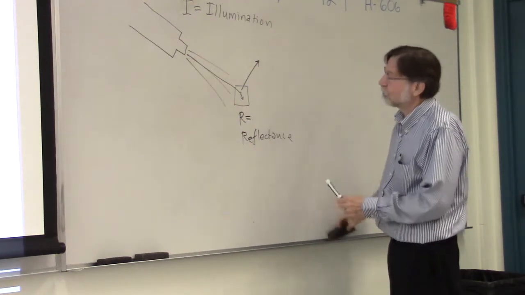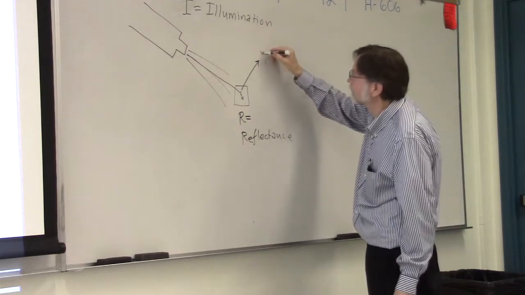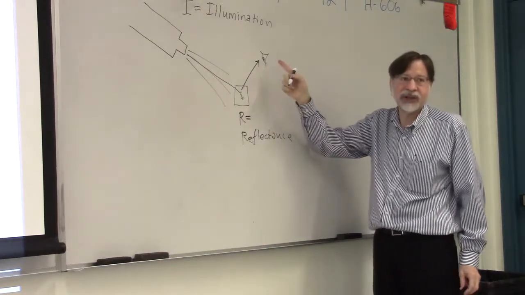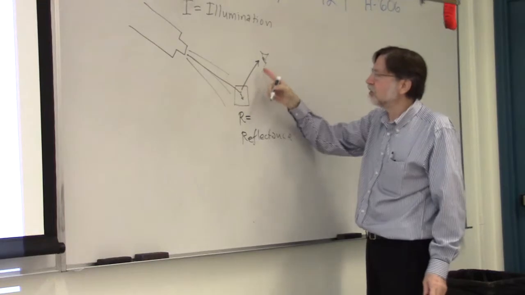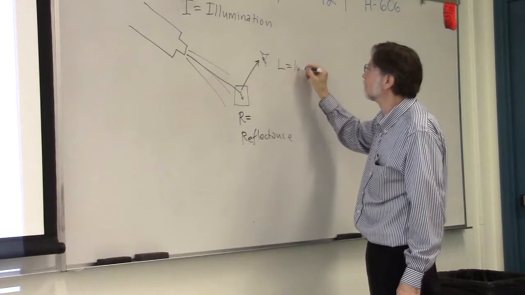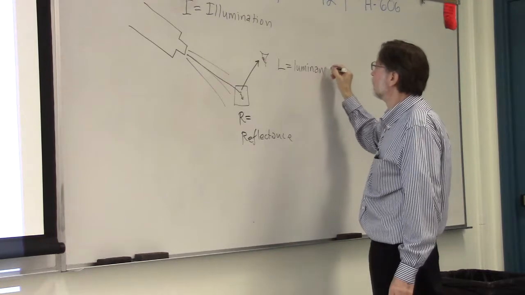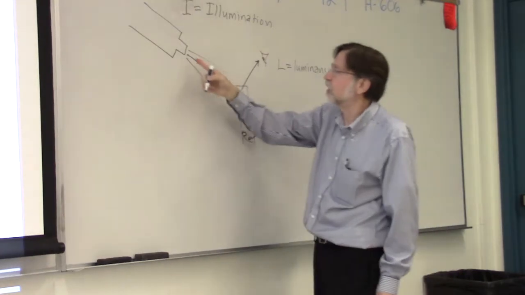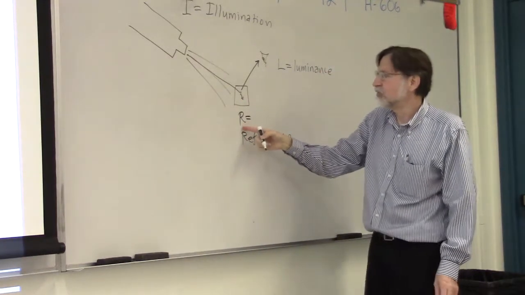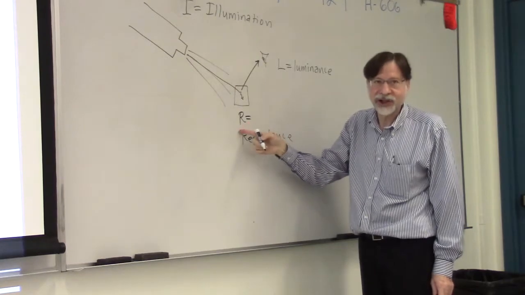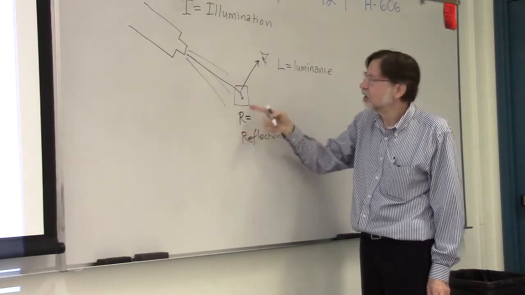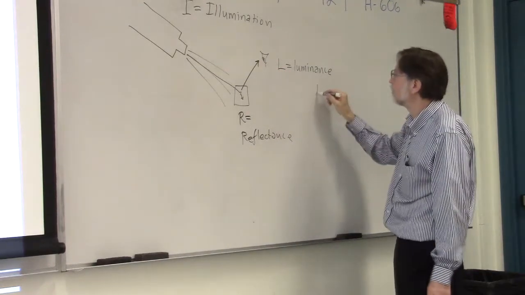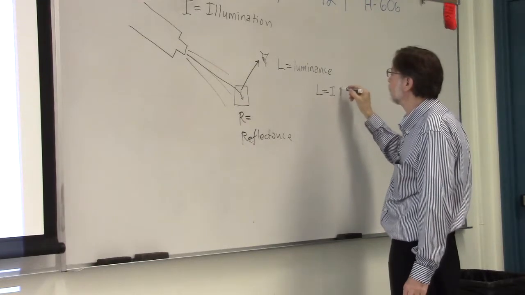Now, over here we have an eye that's looking at this thing. The only way for you to see something is for light to bounce off it and go into your eye and be detected there. So the light that goes into your eye, that's luminance. That's the light that comes off the object that you actually can see. So we have the light that's on the object, that's illumination. We have the reflectance of the object. That's the actual physical property of the object. And you have the light that goes to the eye. That's luminance. Now, luminance is equal to illumination times reflectance.